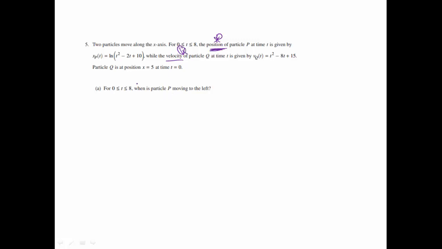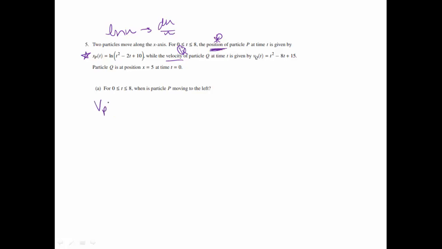Okay, for part A, it says, when is particle p moving to the left? So this is particle p right here, and it says when it is moving to the left, so I need to consider the velocity. They give me the position. So the first thing that I need to do for particle p is find its velocity, and I notice that this is an ln, which is like the ln of u, and the derivative of ln u is du over u. So that is what I'm going to do first.